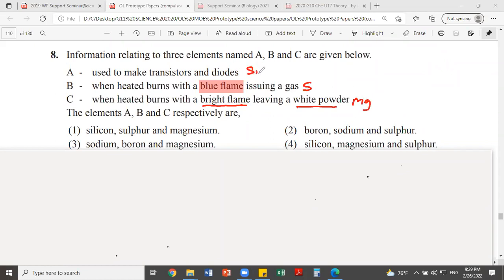This is silicon. Now don't look at the answers, write these 3 symbols and see which answer contains these 3: silicon, sulfur and magnesium. Answer is the first one. Please raise your hand those who got the first answer. Question number 8, those who got the first answer, you can mark with a red pen.